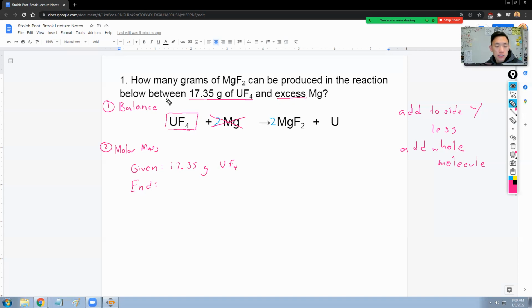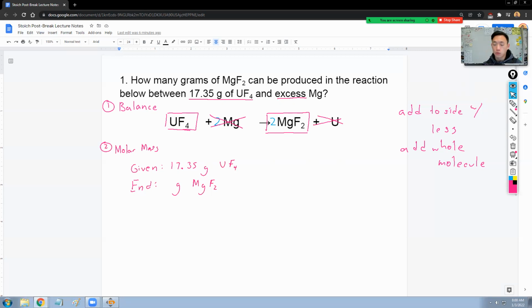Okay, now the other chemical that's important is what you want to end up with. The question is asking how many grams of MgF2 we produce. And that means MgF2 is also going to be important, which means I need to find the molar mass of UF4 and MgF2. Now, it doesn't say anything about U, so we don't need to worry about U as well. These are the 2 important chemicals, and those are the ones that we're going to find the molar mass of.